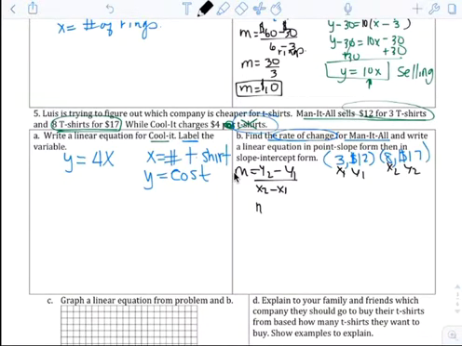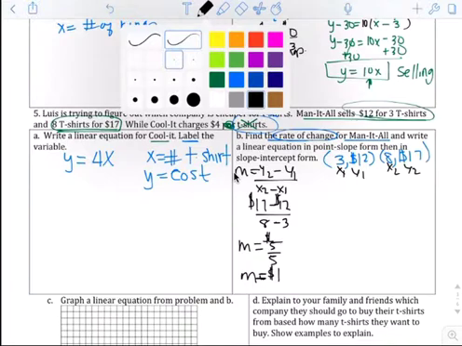Okay, so 17 minus 12. No, that's horrible writing. Anyway, 17 minus 12 all over 8 minus 3. 5 over 5. These are dollars. $5 per t-shirt. $5 for 5 t-shirts, or $1 for 1 t-shirt. Rate of change is $1 for 1 t-shirt. You don't have to put the denominator of 1 though.